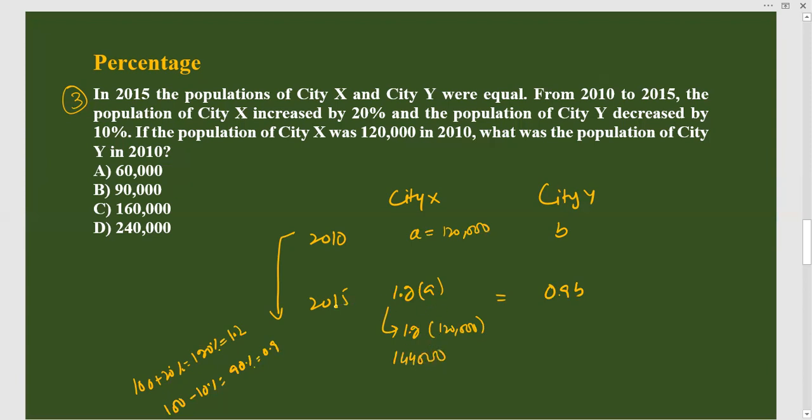So that in 2015, the city population in X is 1,44,000. So it means that 0.9 B will also be 144,000, because in 2015 they were equal. So now just find the value of B. That will equal, so B will be the right option.